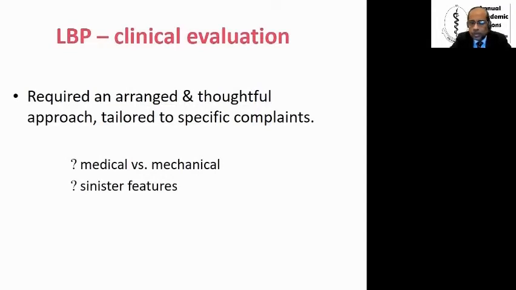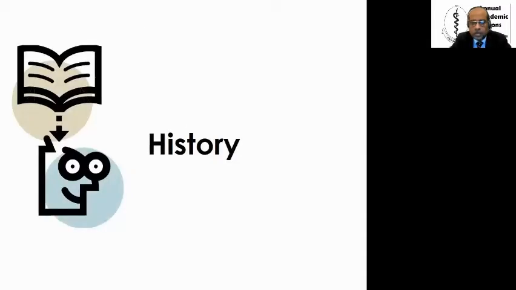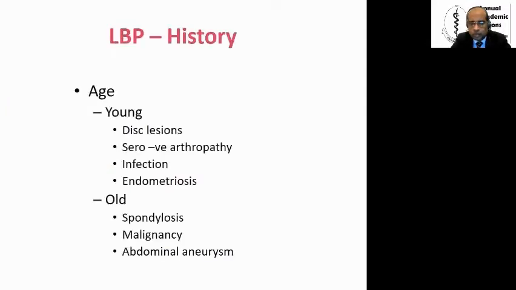So what we are looking for in a back pain patient is, first of all, to differentiate whether it's mechanical or medical, and also whether there are any features which we call sinister features which need early intervention, and I'll come to them later. So as usual in the medical field, what you have to do is get a proper history and a very well-directed examination to come to your conclusion or make your diagnosis, or at least a differential diagnosis, before proceeding to any of the investigations that are generally done for back pain.